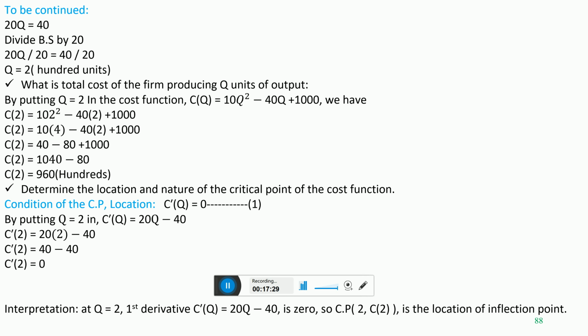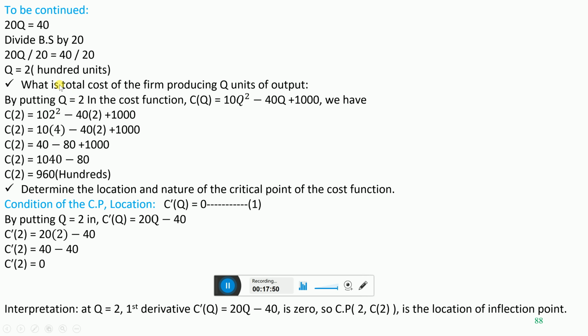This means that the total minimum cost of the company, if the company is manufacturing 200 units, is 960 hundreds. That is the total cost. It means $96,000 is the minimum cost to produce 200 units of output.